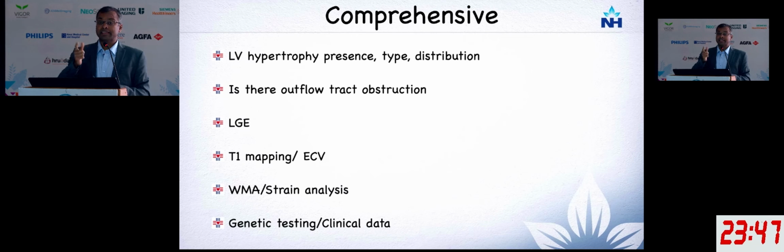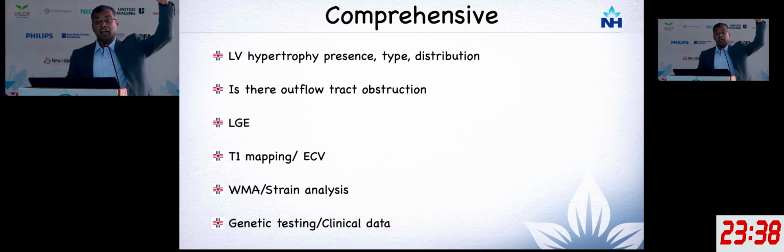Next, look and see, is there any outflow tract obstruction? Not within the LV alone, look at the aortic valve, look at the aorta also. Coarctation can lead to LV hypertrophy. So that's very, very important that you do that. Next, look at the LGE. Is there an LGE and what is the pattern of LGE? That is followed by looking at your mapping sequences and ECV to understand if this is normal myocardium or not.